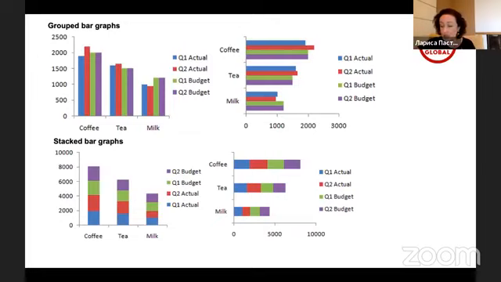They are typically used for comparing more than two or three values. Some bar graphs present bars clustered in groups of more than one. So they are called grouped bar graphs. You can see coffee, tea, and milk, they are grouped together. The other type shows the bars divided into subparts to show cumulative effects. So they are called stacked bar graphs.